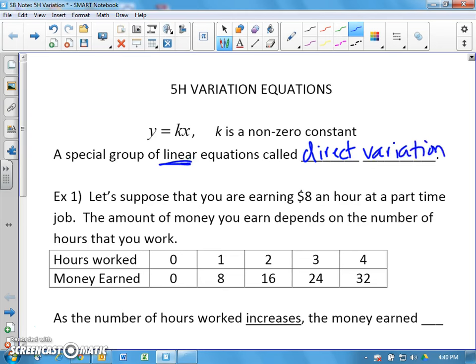So let's suppose that you're earning $8 an hour at a part-time job. The amount of money you earn depends on the number of hours that you work. Below, you're seeing a table. If you work 0 hours, you earn 0 money, and 1 hour we're earning $8, 2 hours 16, etc. So as the number of hours worked increases, the money that you earn also increases. You can see this from the table.